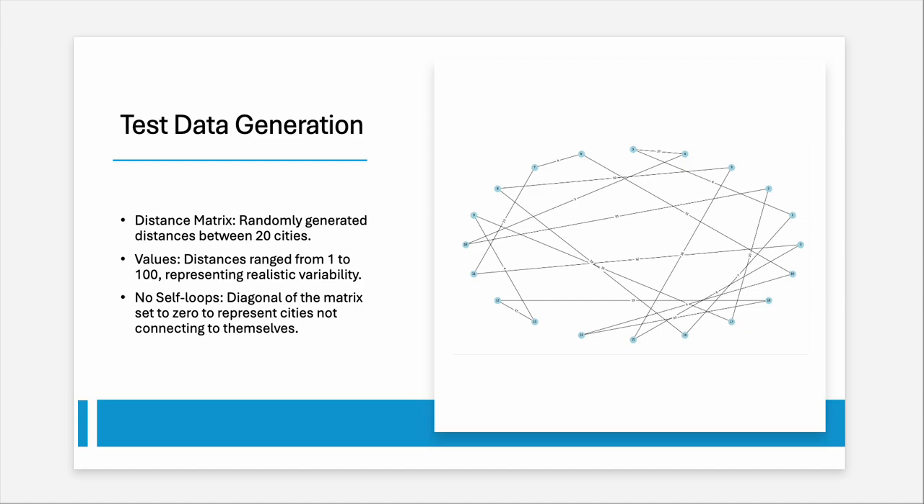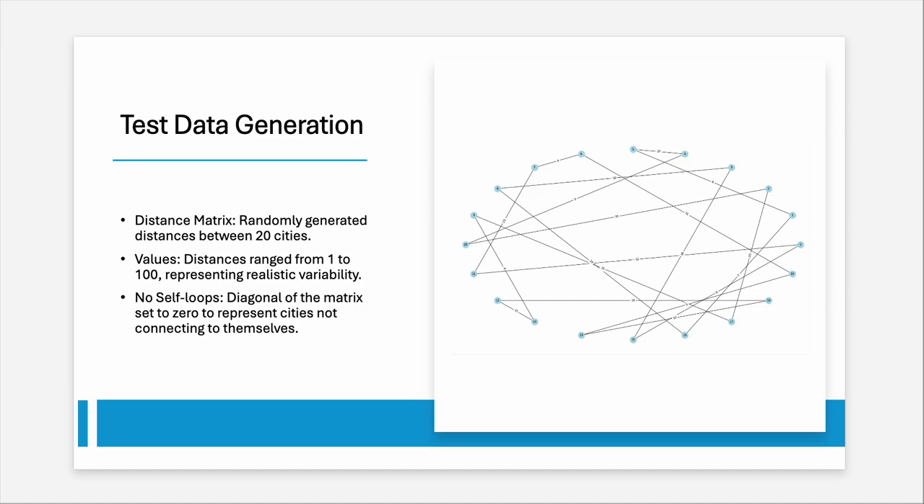For testing, we used a distance matrix representing 20 cities. Each element in this matrix was a random integer between 1 and 100, representing the travel distance between two cities. This kind of data generation simulates the unpredictable nature of real-world distances. Importantly, the diagonal of the matrix was set to 0, since there are no self-loops. A city cannot connect to itself.